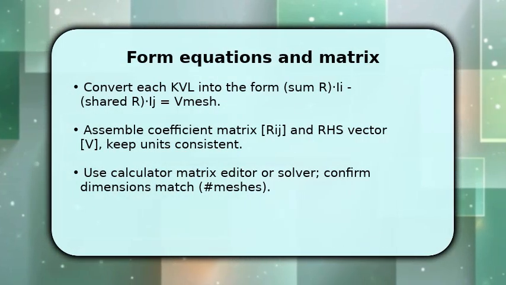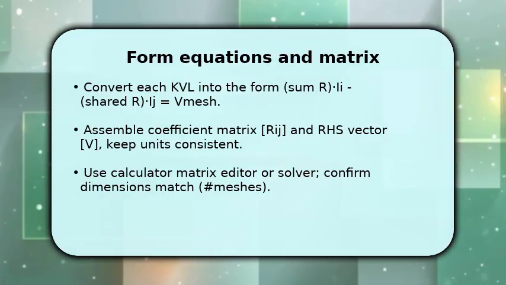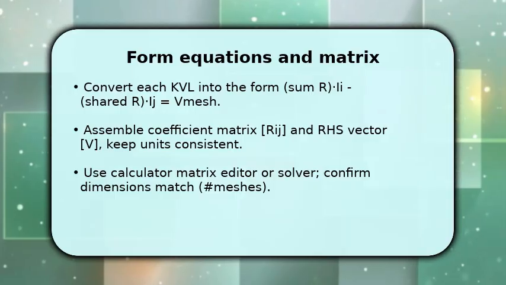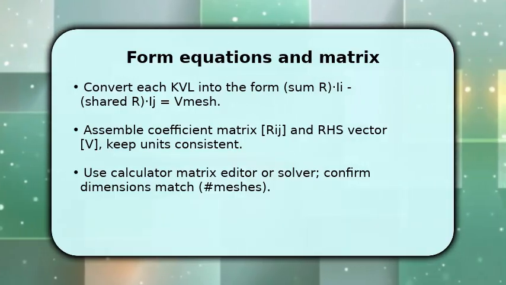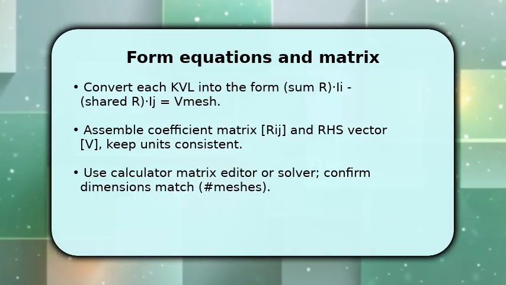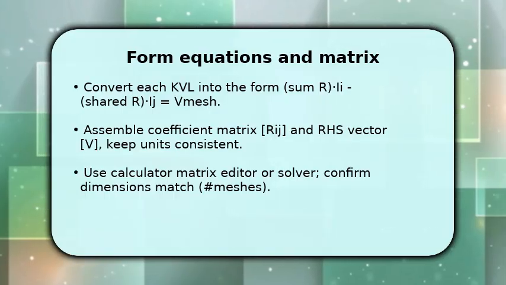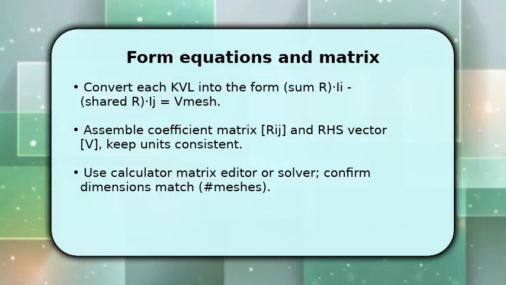Now translate each KVL into standard linear form so the left side contains resistor coefficients times mesh currents and the right side contains mesh voltages. Once you have those coefficients, assemble the coefficient matrix and right-hand side vector. Double-check units and signs because a single sign error breaks the solution.